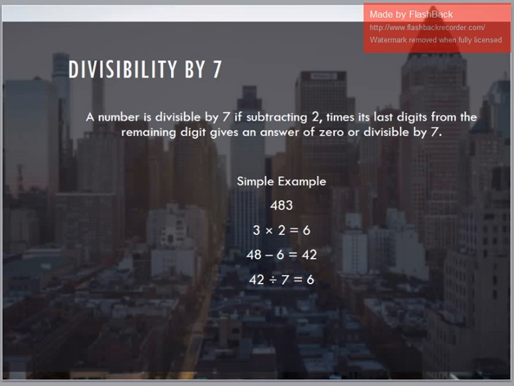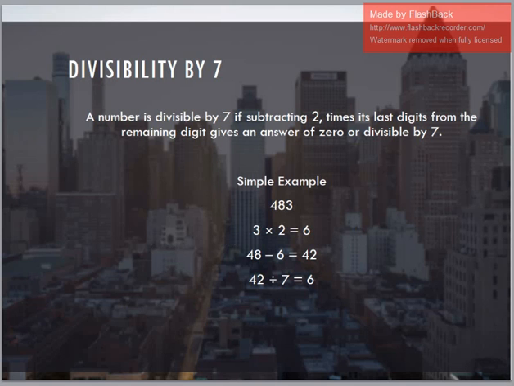Alright, so let's proceed to the next one. Divisibility by 7. It says here that a number is divisible by 7 if subtracting 2 times its last digit from the remaining digits gives an answer of 0 or a number divisible by 7. So, to make it easier to understand again, it goes like this.